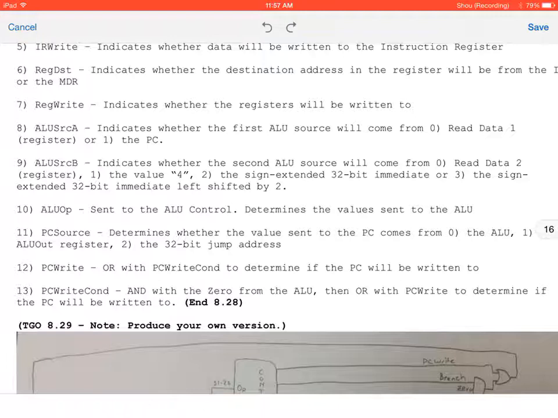So in order to get rid of this control hazard, we use these three. PC source determines whether the value sent to the PC comes from the ALU out register, or the 32-bit jump address. Next, we use PC write. It's going to be ORed with this next one. PC write can determine if the program counter will be written to or not. And the PC write condition is ANDed with the 0-bit from the ALU. So remember, we compare them. If it's 0, 1's going to come out. So that's branch. Then OR with PC write to determine if the PC will be written to.